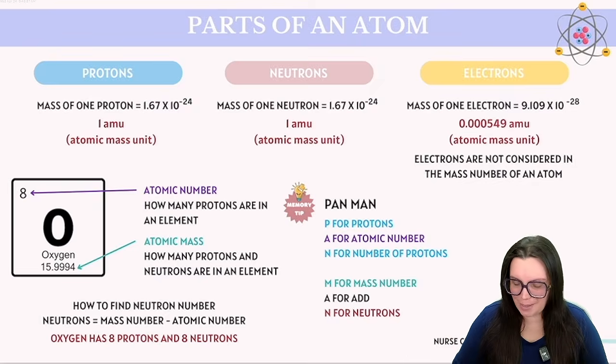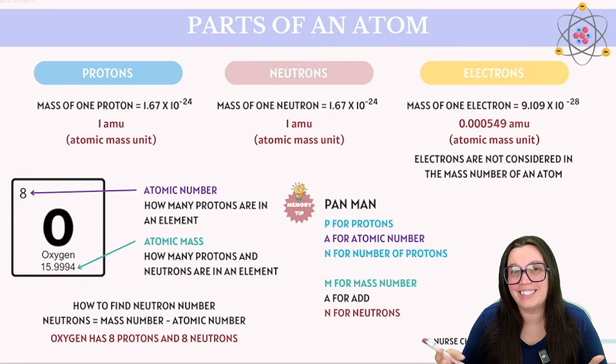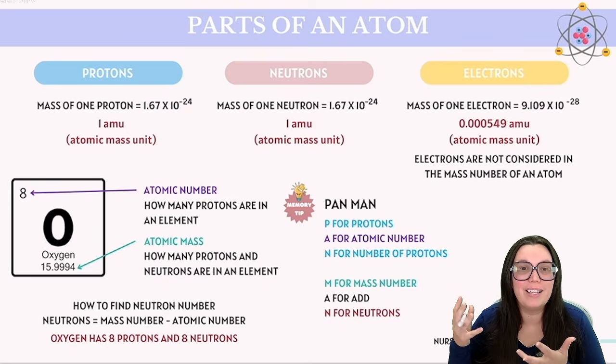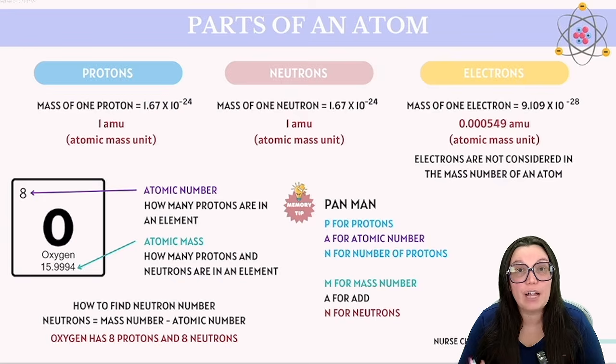And then the second piece with MAN, we know that M stands for our mass number, A stands for add, and N stands for our neutrons. Knowing both the mass number as well as the atomic number of an element allows us to determine the number of neutrons we're going to find in the nucleus of an atom.